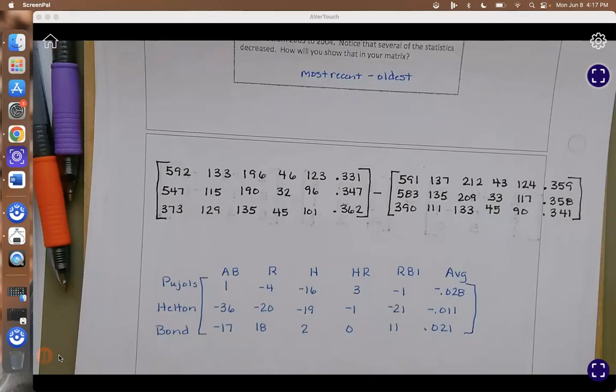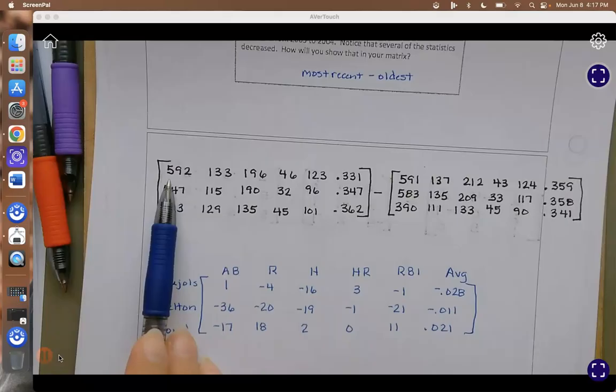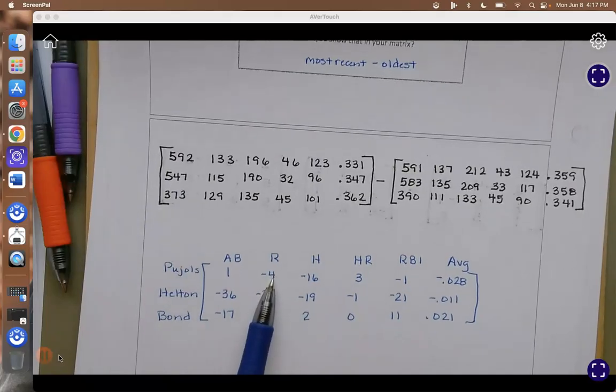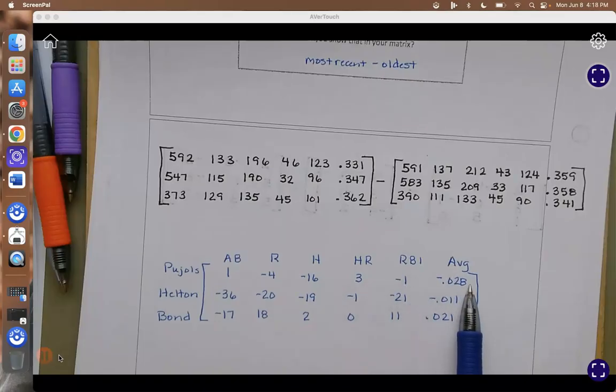Okay, notice that several of the statistics decrease. How will you show that in your matrix? Is by negative numbers. Okay, so Pujols actually increased his at-bats by 1 in the 2004 season, but his runs decreased by 4. His hits decreased by 16. He did increase his home runs by 3. He decreased his RBIs by 1, and his batting average went down.